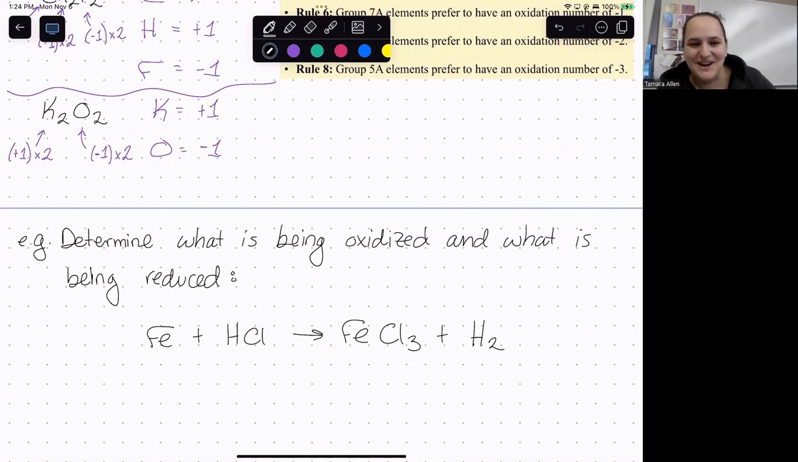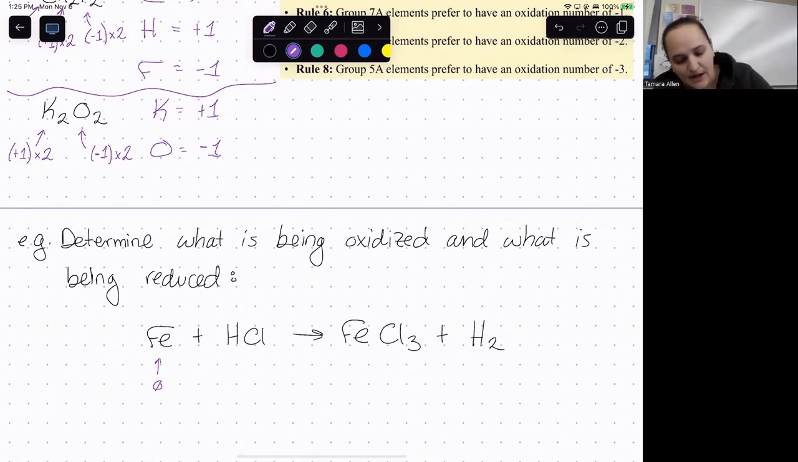To determine what is being oxidized and what is being reduced, we need to look at our oxidation numbers. So going through our list here, for iron, it is just 1 atom by itself with 0 charge. So in order for our oxidation numbers to add to 0, the one and only oxidation number must be 0.